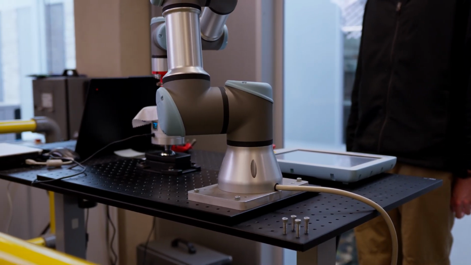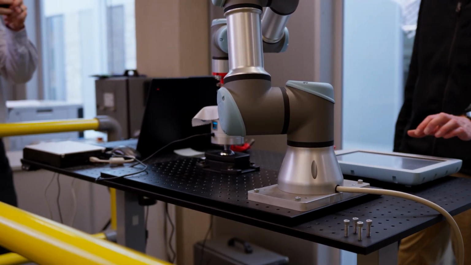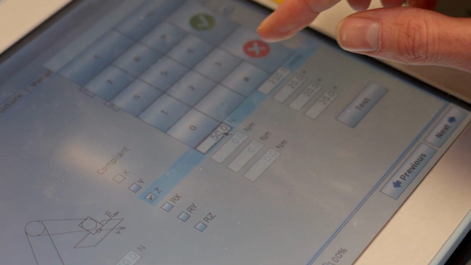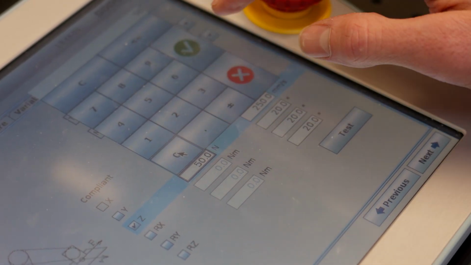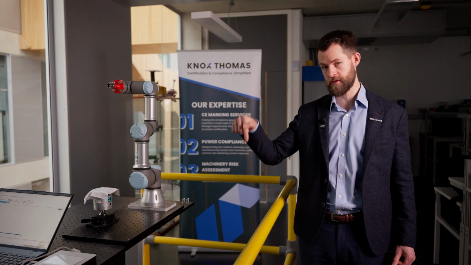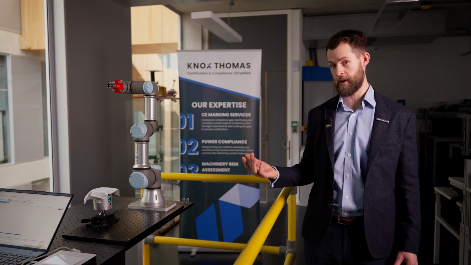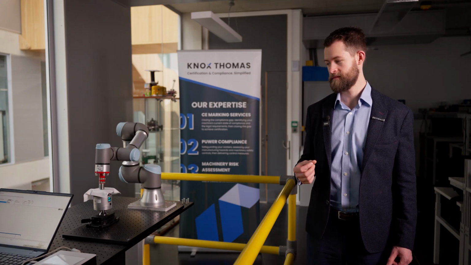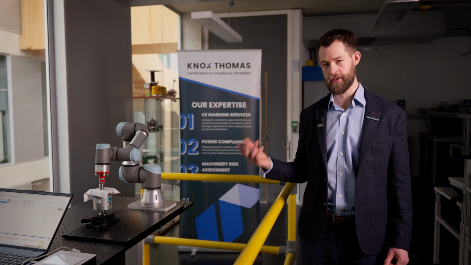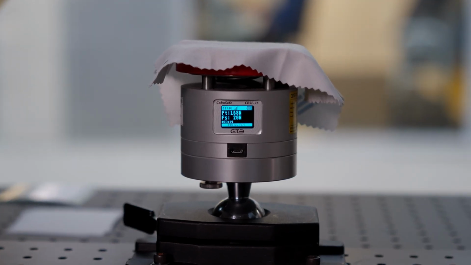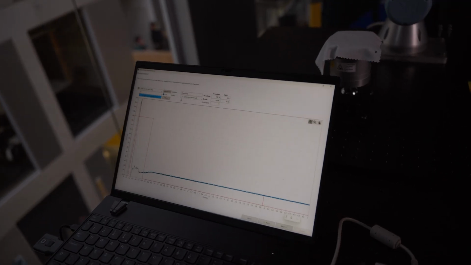So in this example, in this setting, we have set a safe force limit of 50 newtons. That's in the Z-axis, and that would be the load experienced through the end effector. Now, the question is, what is the actual load we're experiencing? So we've just run that test, and we've just recorded a force of 168 newtons. So it's a bit more than 50.